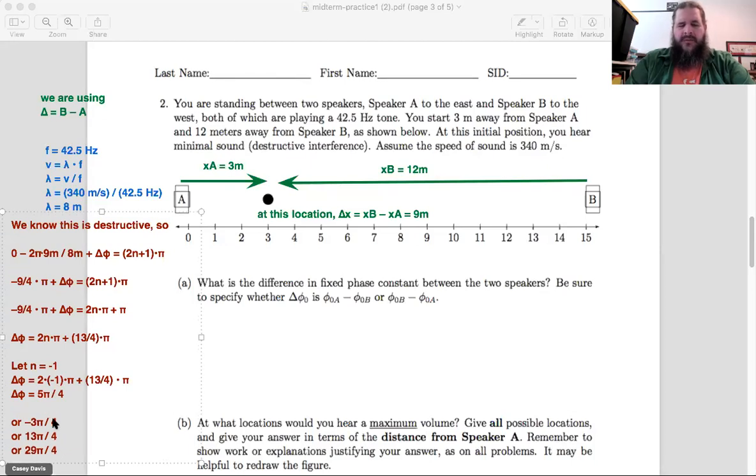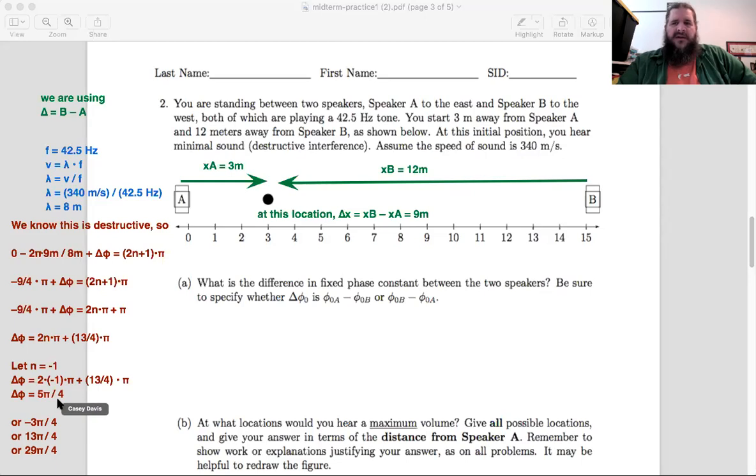So -3 pi over 4 would be if we used n equals -2. 13 pi over 4 was if we used n equals 0. 29 pi over 4 would be if we use n equals +1. So different n values lead to different values of delta little phi. Again, they all still work because the choice of n is kind of arbitrary. But the one that's between 0 and 2 pi is the customary one to use, partly because having a standard means everybody gets the same result, so it's easier to compare results, but also because small positive numbers are usually easier to work with. And we're going to need this in the next step.